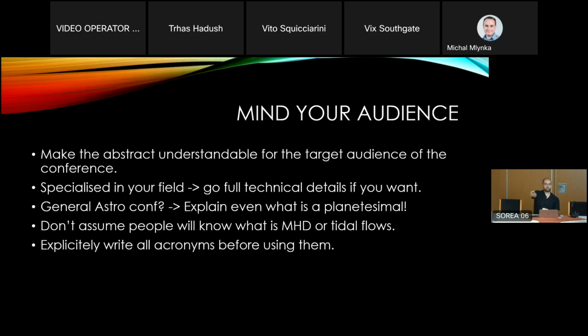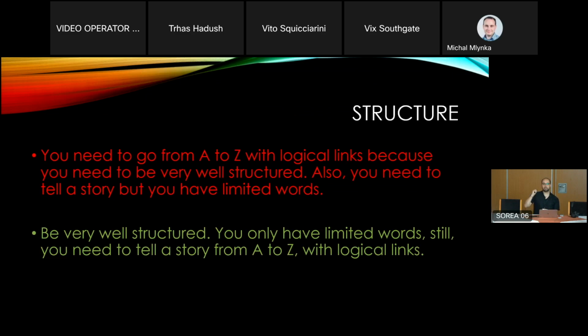So mind your audience, same thing as before. I will skip that. On acronyms, again, don't put acronyms in the abstract if you're not sure the person will know what it is. Structure: you need to go from A to Z with logical links because you need to be very well structured. Also, you need to tell a story, but you have a limited word count. That's a counter example of what you should do. You only have limited words, so you should go from A to Z for telling your story and use logical links. I've seen some people laughing, but it's really the kind of two examples that you can see when you read abstracts.